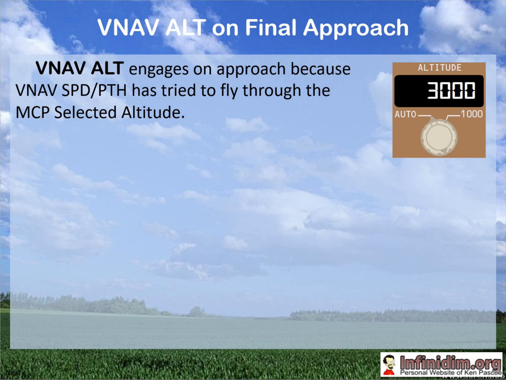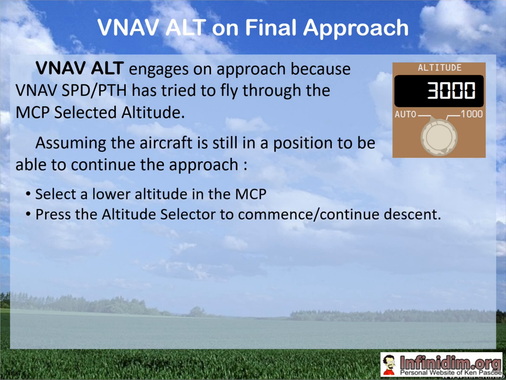An inadvertent VNAV ALT capture on final approach demands good situational awareness and timely recognition and response on the part of the crew. A VNAV ALT encounter poorly dealt with can expose the aircraft to the threat of compromised terrain clearance or an unstable approach if not handled well. Remember that VNAV ALT means that VNAV wants the aircraft to go somewhere vertically and the altitude selector on the MCP got in the way. The proper response is to change the altitude selector to an appropriate lower setting, press it to engage a VNAV descent, and then monitor the subsequent autopilot flight director response.